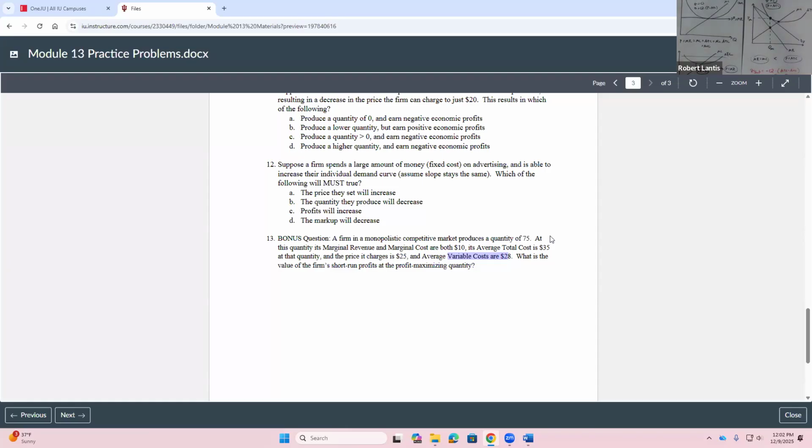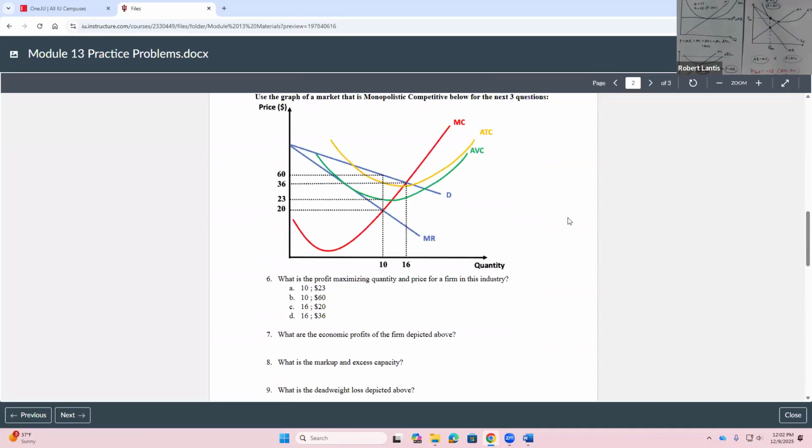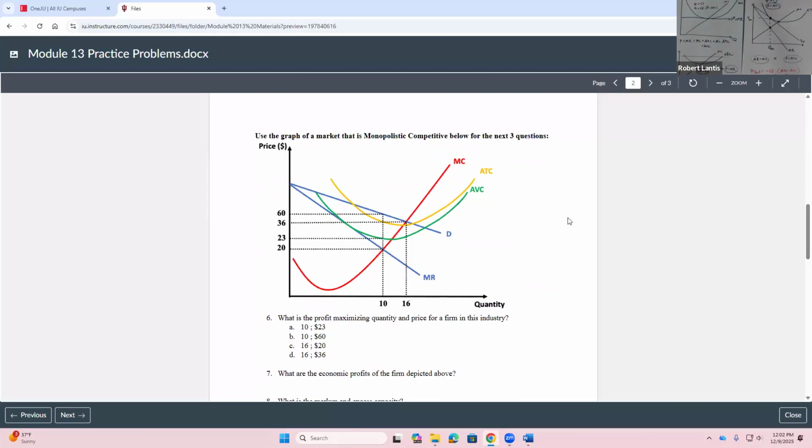Just to make a point though, if I had something like this and I had a visual and asked you a similar question, well, first of all, what's the price that this monopolistically competitive firm is choosing to set? 60, right? They choose the quantity where marginal cost is equal to marginal revenue, which is 10. They then go up to the demand curve. Price is above average total cost, so profits are positive. So I can still calculate my profits if I shut down the same way.